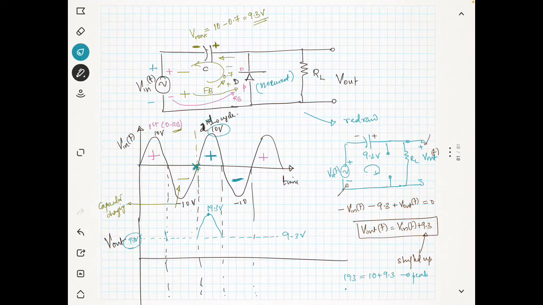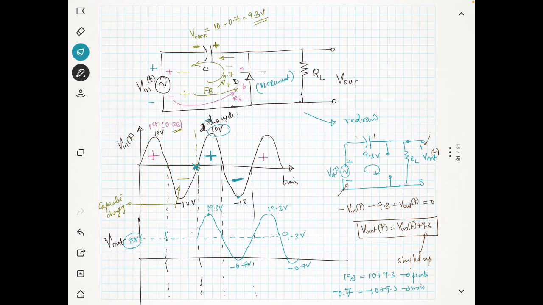During the negative cycle, you know the maximum voltage is minus 10, so minus 10 plus 9.3 will be the minimum voltage. What is that? It is nothing but minus 0.7 volt. So this will go to minus 0.7, and it will be like this. Now again the same thing is repeating, so again it will go to 19.3 volt, and this will go to minus 0.7.